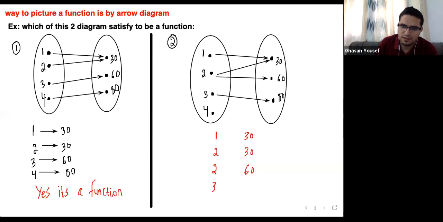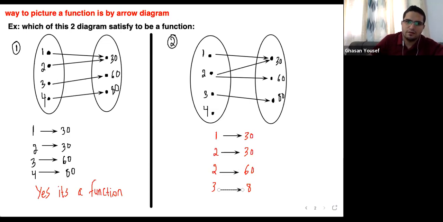Also the 3 takes 80. And number 4 does not take anything. This is wrong. Every input should take an output, and take exactly one output, not 2 outputs.